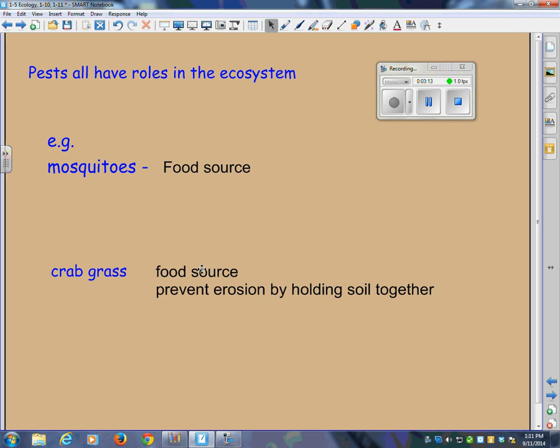Crabgrass is a food source for things like cows and stuff like that, and it also prevents erosion by holding soil together. So it has its benefits, although neither Mr. Reeve nor I, I'm sure, have cows on our lawn, nor are we worried about erosion on our lawn.